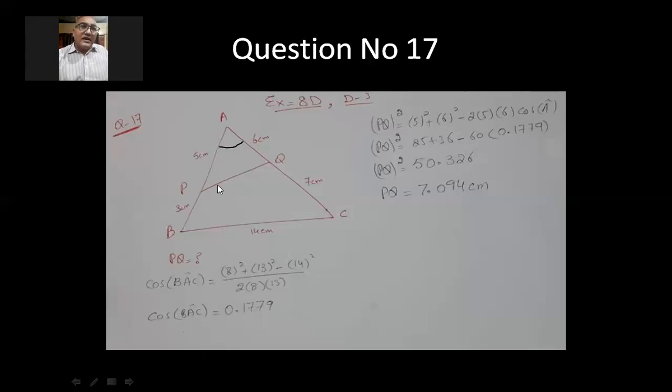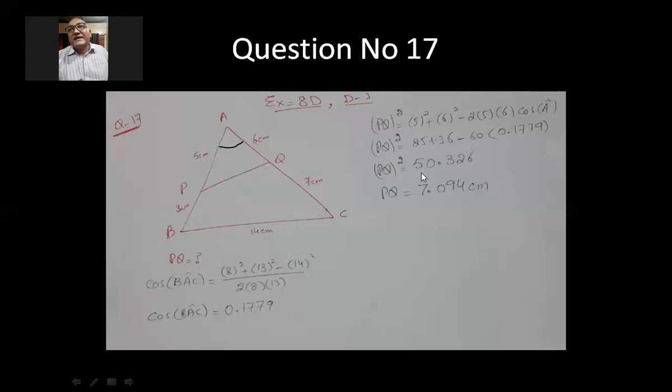Now, in this triangle, I know these two sides. I know the cos of this angle. I can find the PQ side. Apply the law of cosine. PQ square is equal to 5 square plus 6 square minus 2 multiply 5 multiply 6 multiply cos of the angle A. I know the value of the cos of angle A, that is 0.1779. So you will have 25 plus 36 minus 60 into 0.1779.